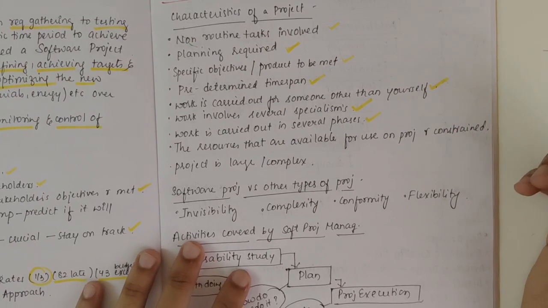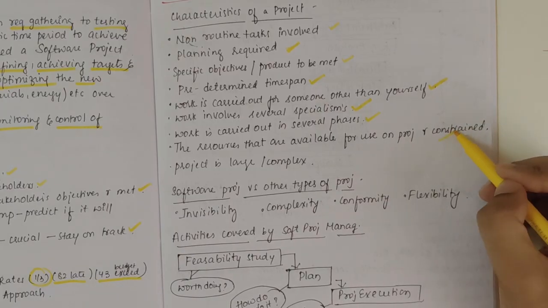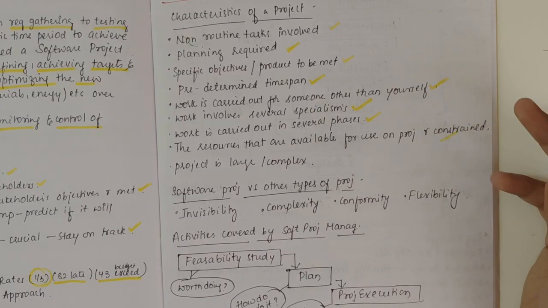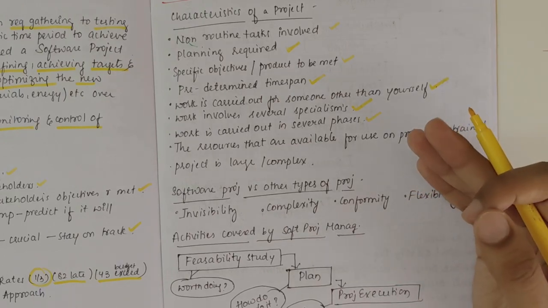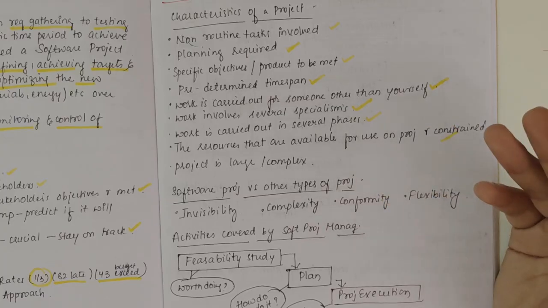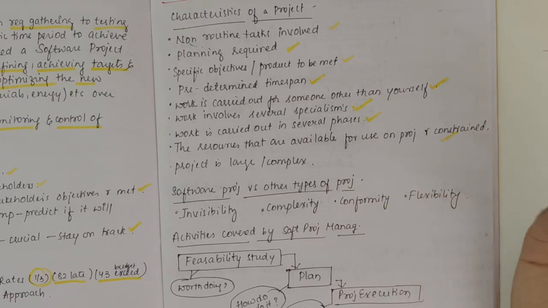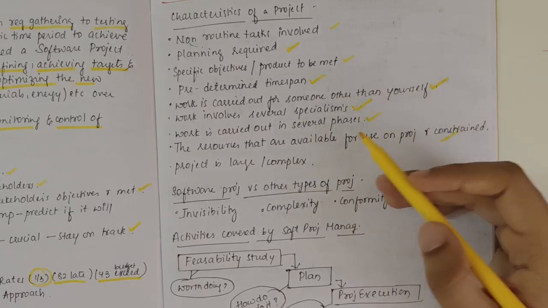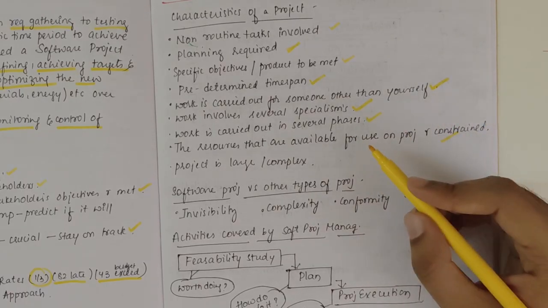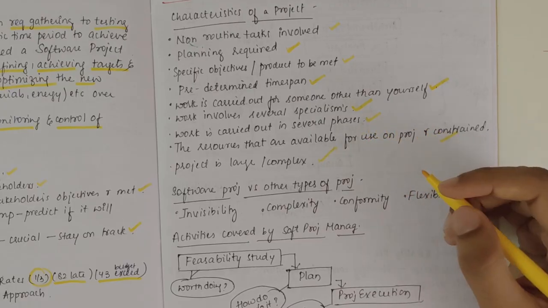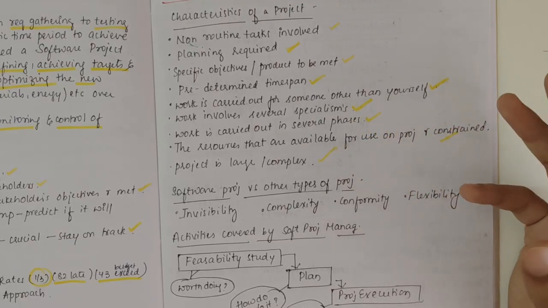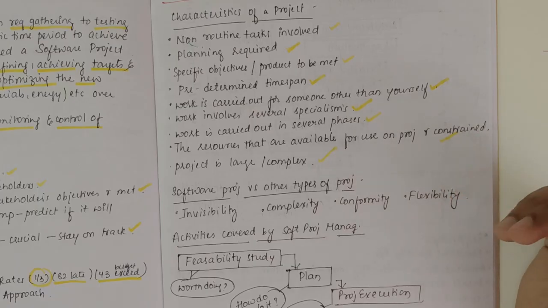The resources that are available for use on a project are constrained. So whatever resources we have, they are limited. It could be time, money, people who are working on that project, and all of that. The systems available in our system may not be an example, but yeah, the resources are constrained. Then we have project is large and complex. Projects involve multiple components. It could be large and complex in nature.